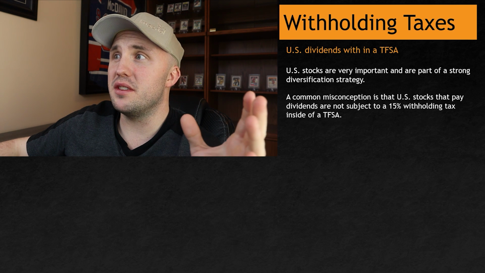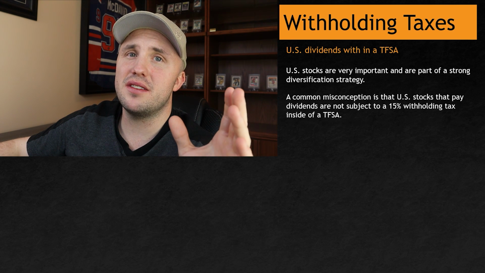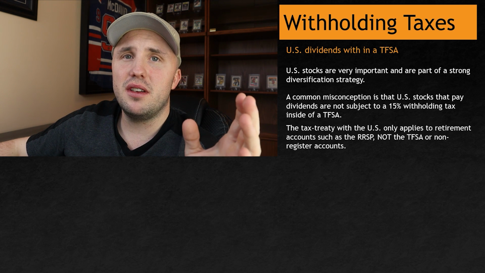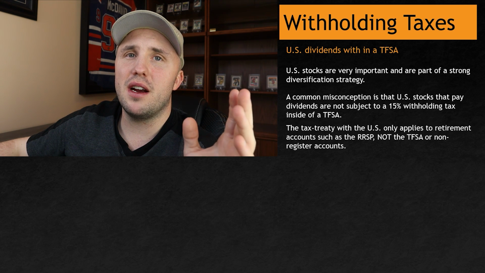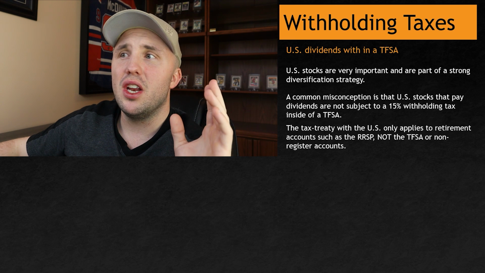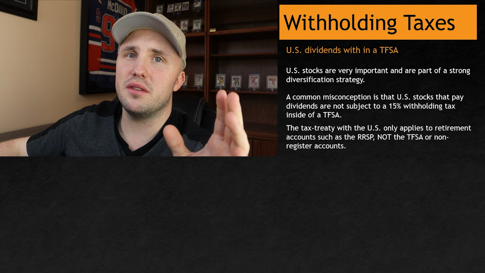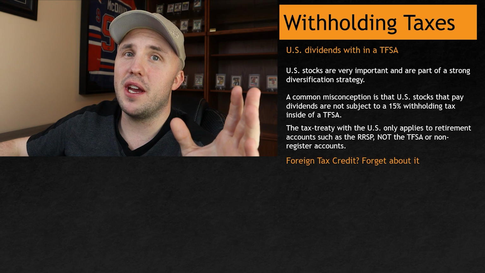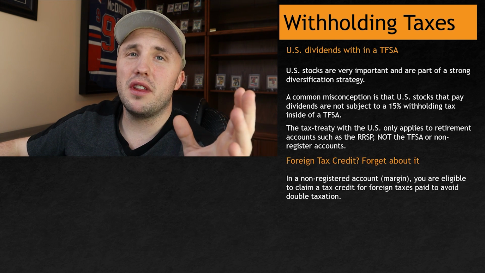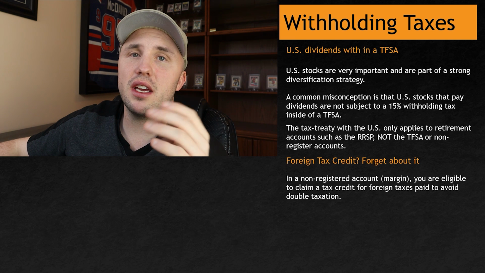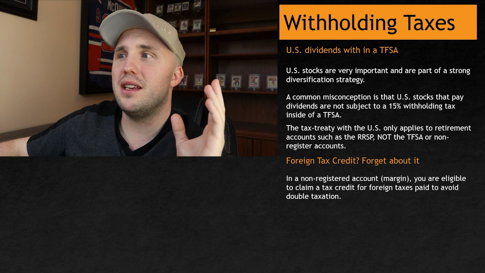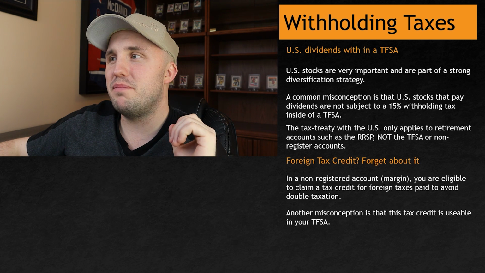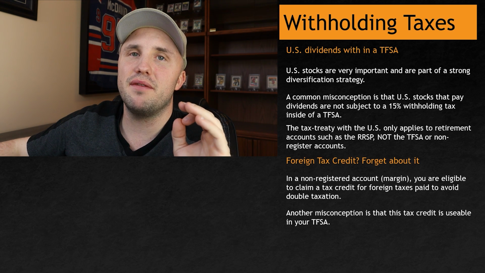So a common misconception is that U.S. stocks that pay dividends are not subject to this withholding tax inside of a TFSA. But the tax treaty with the U.S. only applies to retirement accounts such as the RRSP, not the TFSA or non-registered accounts. So foreign tax credit, you can forget about it within a TFSA. However, with a non-registered account, say a margin account, you are eligible to claim a tax credit for foreign taxes paid to avoid double taxation. People think that this is usable within the TFSA, but it's not.